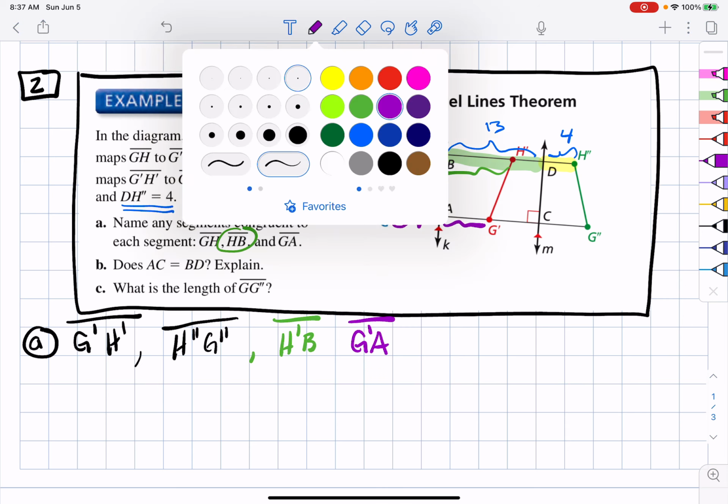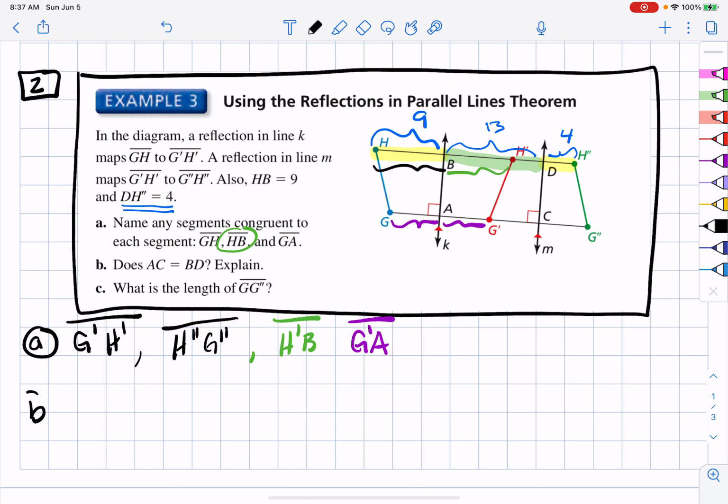Let's do B together, okay? So part B is asking, does AC equal BD? So let me get rid of this and this and this and this. We can talk about it. We'll do this in pink for you. Does A to C, so here's A to C right there, does that equal B to D? Well, the answer is yes, it does, right? And then explain why it does.